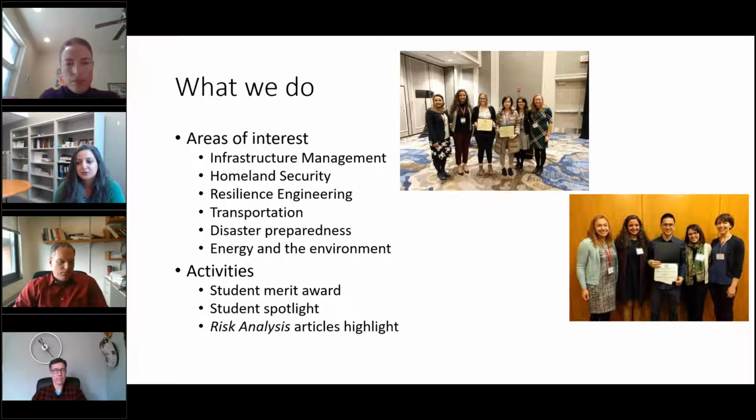And so the last few years, we've had a lot of sessions that focused on resilience engineering. So really the work is quite interdisciplinary. It's anything that is related to infrastructure, risk management, and investment before and after disaster with a wide variety of applications. Some of the activities that we have, our main one is the Student Merit Award.